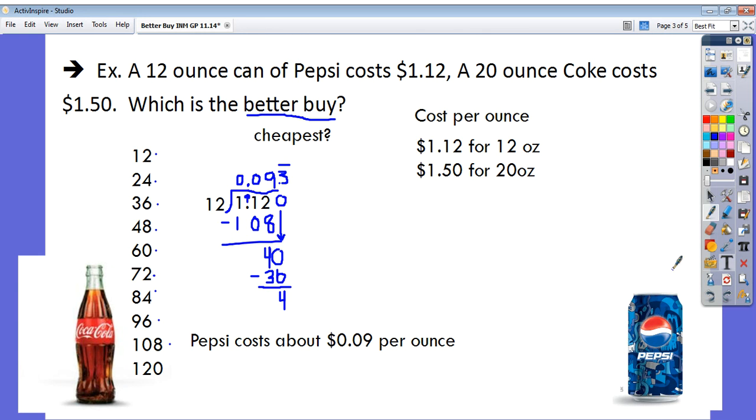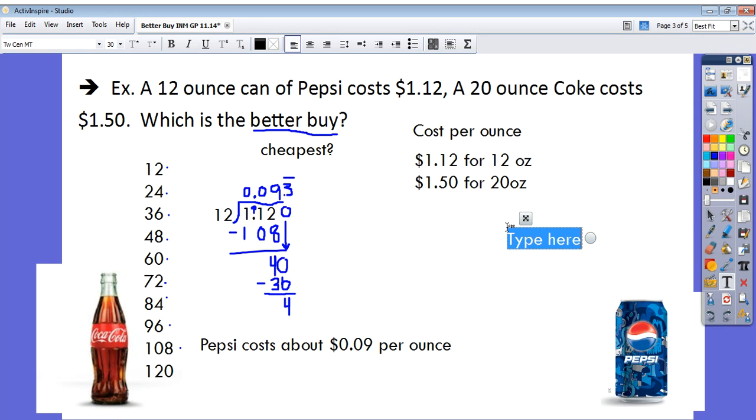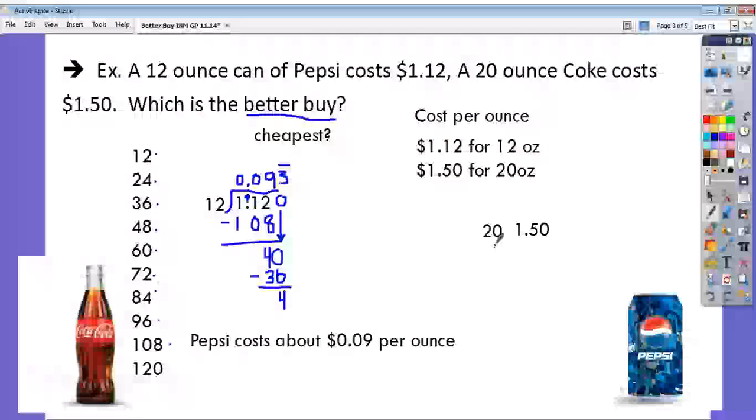Now, we just need to see how much the Coke costs to see which one is the better buy. So to figure out the cost of the Coke, I'm going to do the same thing. $1.50 divided by the number of ounces, 20. So I'm doing $1.50 divided by 20.